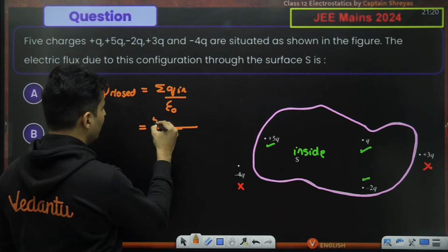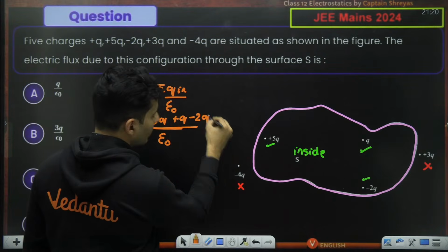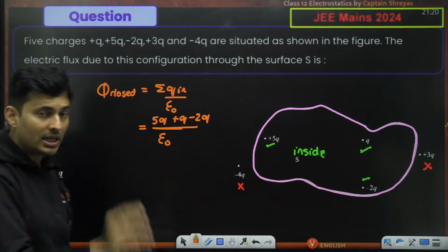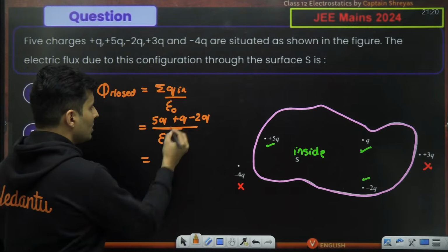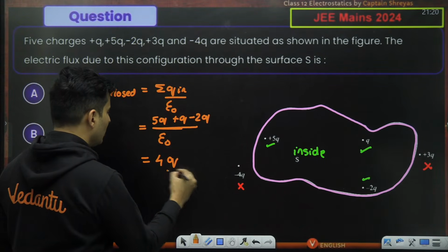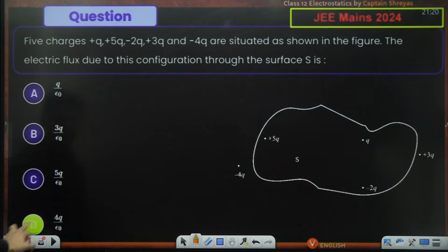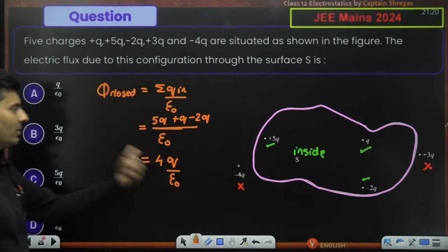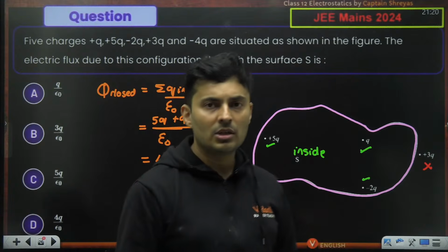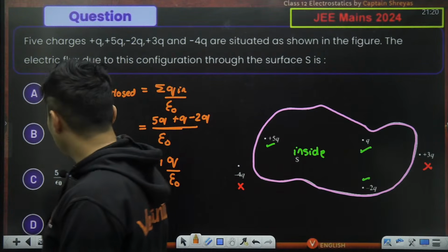So it will be nothing but 5q plus q minus 2q. Take the sign of the charges also, or else you will make a mistake. So 5 plus 1 is 6, 6 minus 2 is 4. So 4q by epsilon naught, which is option D. Is it clearly understood how to solve these kinds of questions? Very straightforward, guys. Perfect.